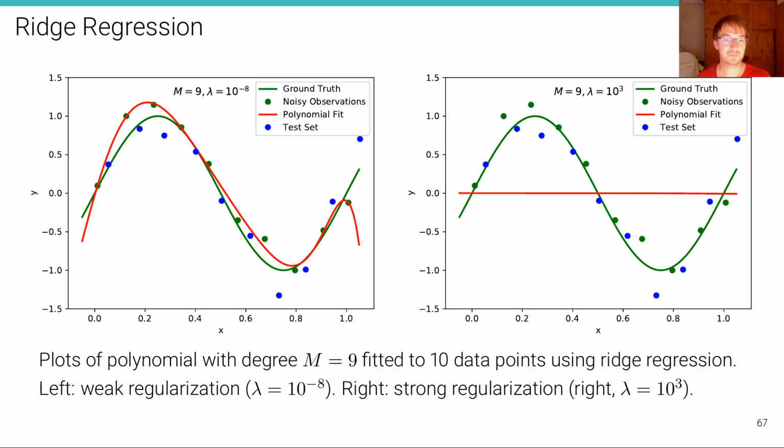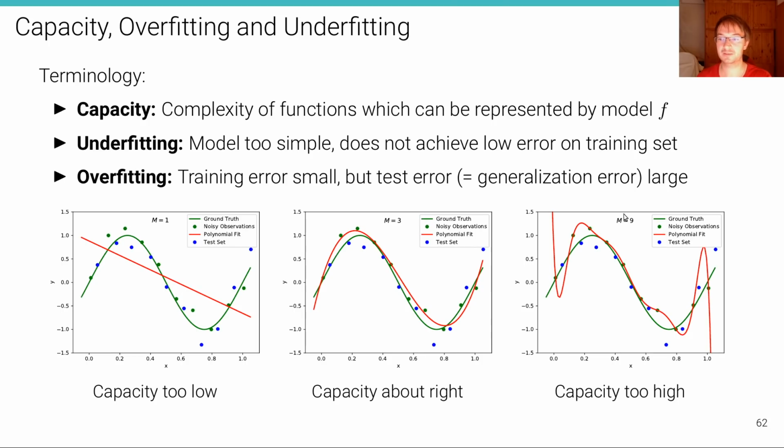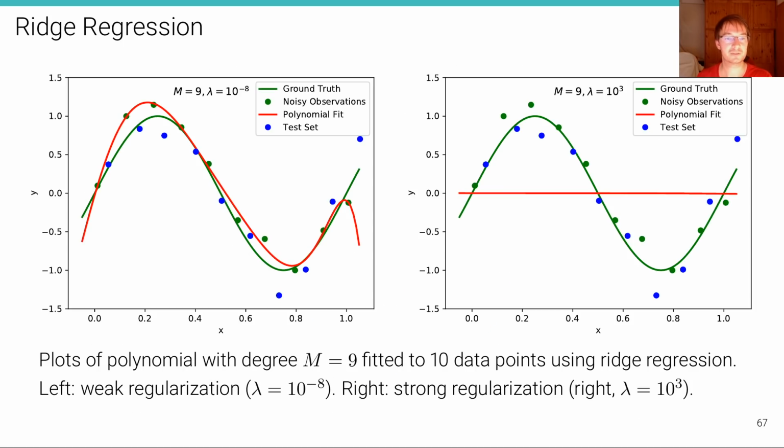How does this look? Here we have used the same model and dataset from before. This is the model with polynomial degree 9, this one here on the right, that heavily overfits without regularization. But now in this case, choosing a mild regularizer, lambda 10 to the power of minus 8, we already get a much better fit than without it. And here on the right, we have chosen a very strong regularizer, where the model basically remains constant 0. So now we have the underfitting situation. Here the capacity is about right. Here we have underfitting again.